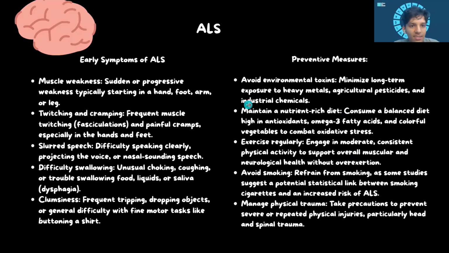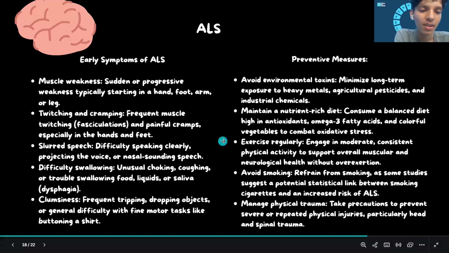ALS early symptoms are muscle weakness, starting with the hand, foot, and arm. There's progressive weakness, losing muscle mass, twitching and cramping. So frequent muscle twitching and painful cramps, because your motor coordination and motor control are affected. So you cannot control your muscle movement. Slurred speech. Again, talking is a muscular movement, so that's also affected.